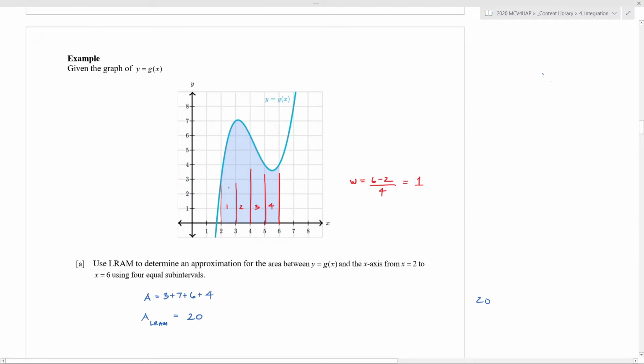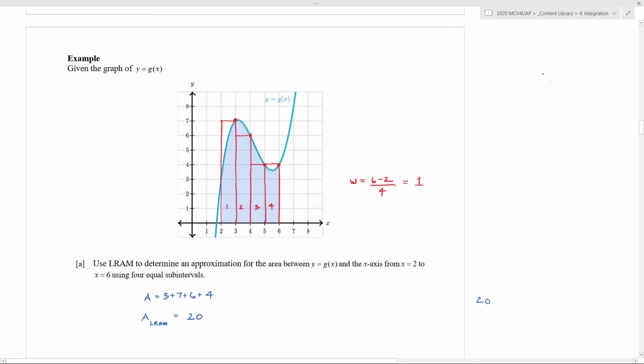So my first rectangle, I've got these two lines. That means that the right-hand side needs to line up and this top corner forms the height. So my first rectangle should look like that. Okay? Top right-hand corner lines up with the graph. Then I move to the next one. Top right-hand corner lines up with the graph. Next one, top right-hand corner lines up on the graph. And the last one, top right-hand corner lines up on the graph.